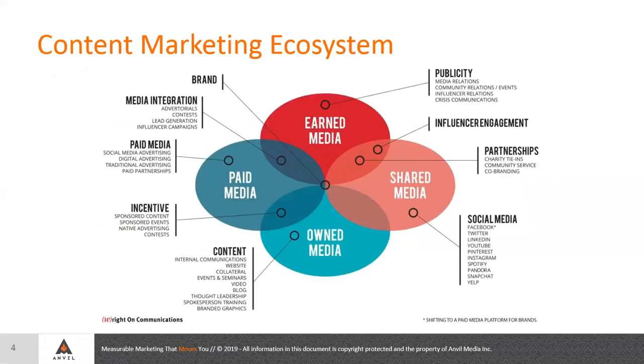So here is a slide that you all should be familiar with of the content marketing ecosystem, how it's broken up into 4 distinct buckets. One is earned media, where you get publicity, if you have a media relations department in your organization, or a media relations PR firm. Then shared media, where you get into partnerships, where some nonprofits do community service, charity tie-ins, co-branding, and co-marketing through events and trade shows. And then obviously shared media in the social media bucket, with all the different opportunities to go through those channels, which I'll go through a little bit more in depth momentarily.